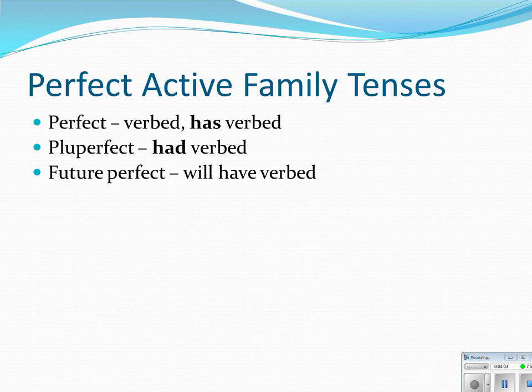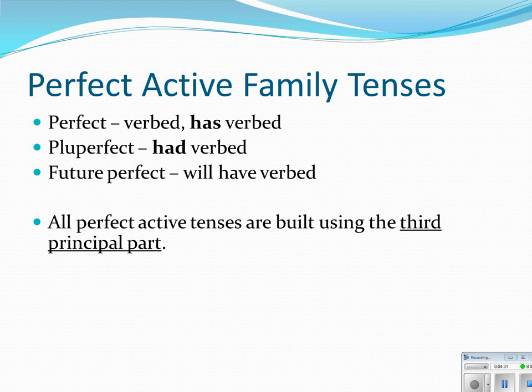The perfect tense has a family. The perfect, which is verbed or has verbed. The pluperfect, which is had verbed. And the future perfect will have verbed. All the tenses that are perfect are in the perfect family. Remember that imperfect means it's not perfect, so it does not belong to this family.